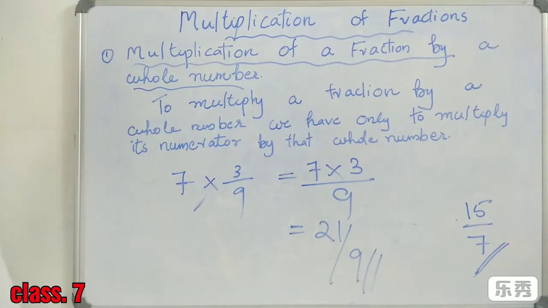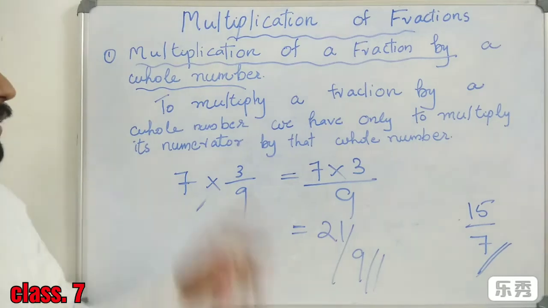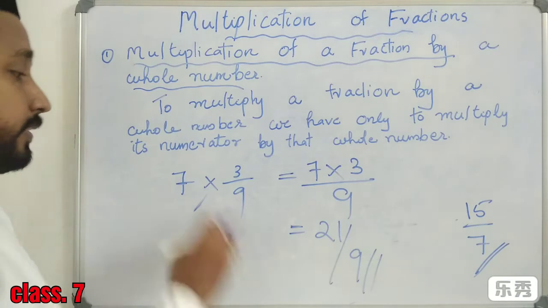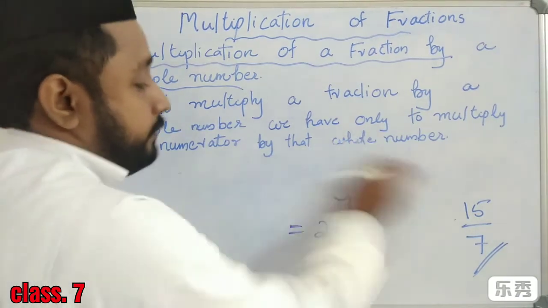So we can easily multiply a fraction by a whole number. So to multiply a fraction by a whole number, we have only to multiply its numerator by that whole number. Let us consider some problems.